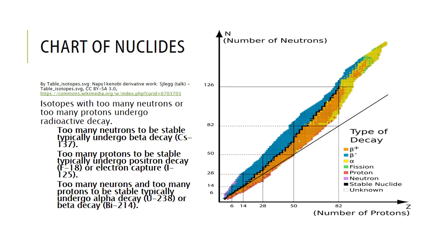Now up towards the top, where you have too many neutrons and too many protons, denoted by the little yellow pixels, those are the ones that undergo alpha decay.